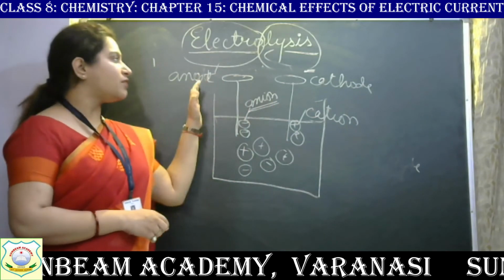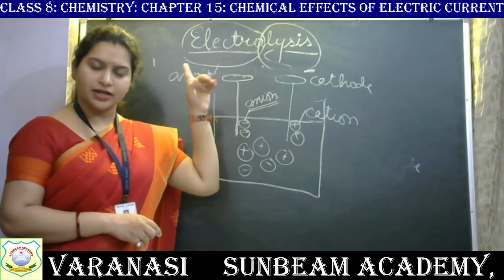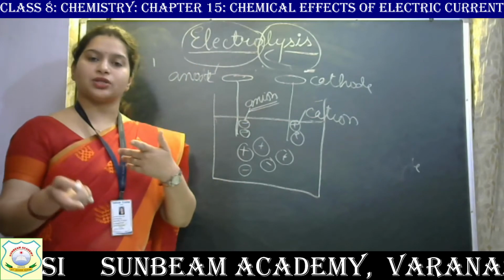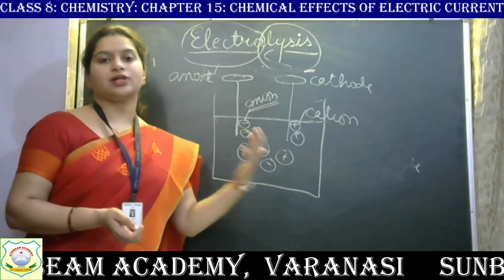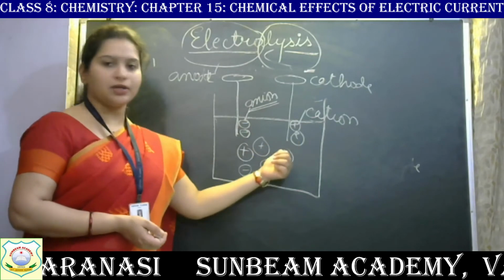ठीक, we are very much clear about anode and cathode from panic, isn't it? उसका just opposite होता है anion और cation के charges. So anion will be negative and cation will be positive.